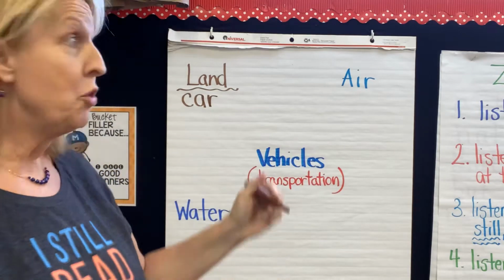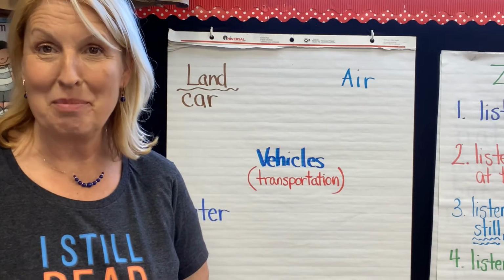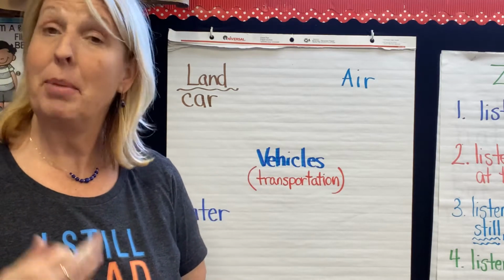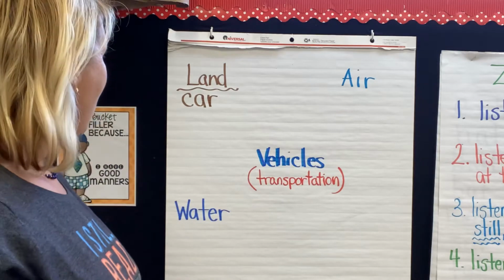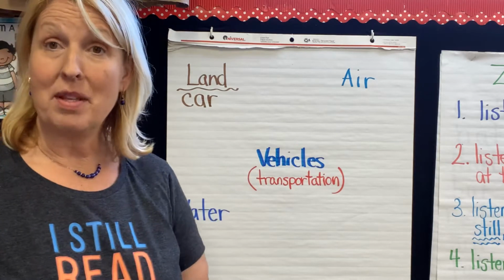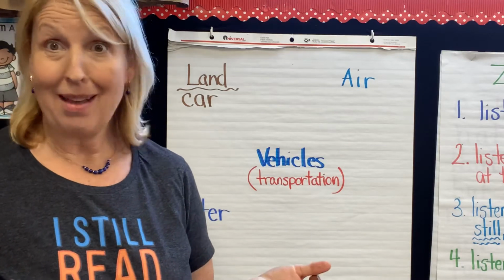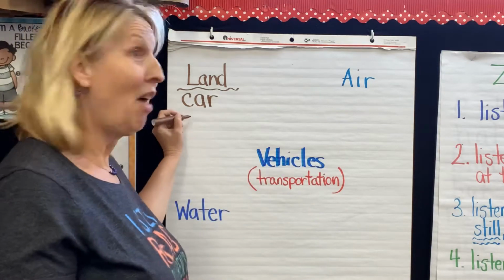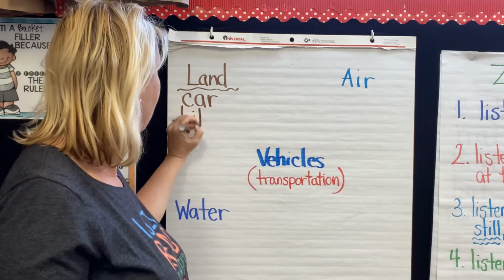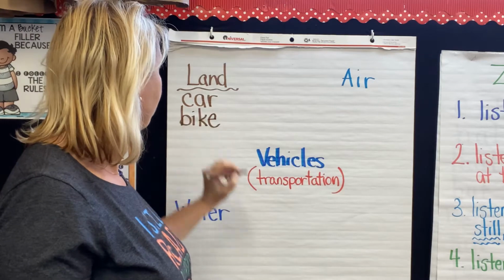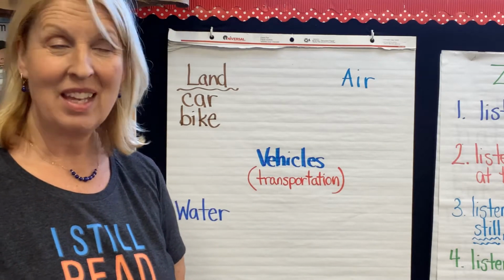And normally I would draw a picture next to the car if I were doing this with my kiddos in my classroom. I'm not gonna take the time to do that, but you can certainly draw pictures to go with your words as well. Another example of something that goes on land would be perhaps a bike. A lot of you have bikes. Yeah, you can ride a bike to get from one place to another.